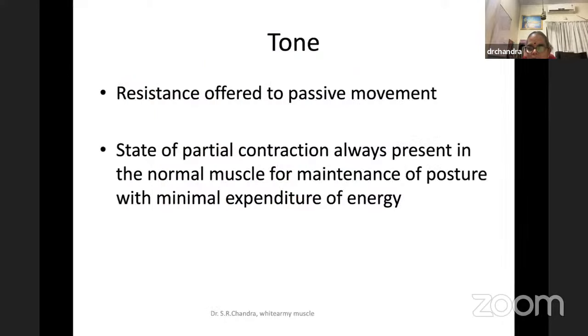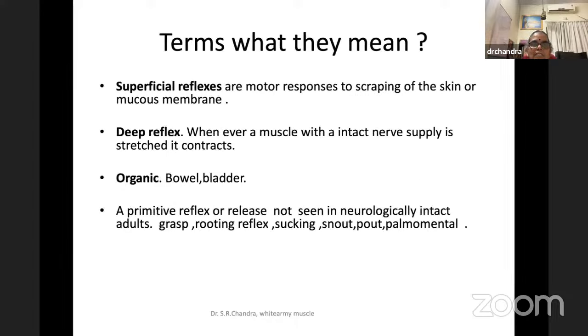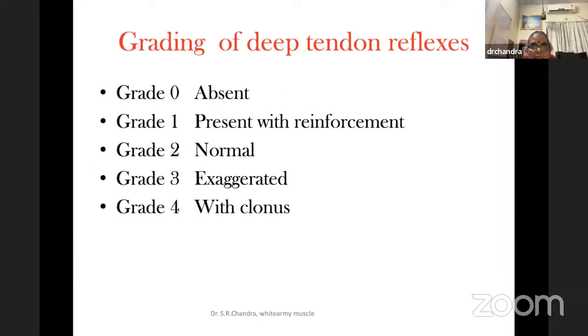So tone is a resistance offered to passive movement and is the state of partial contraction always present in the normal muscle for maintenance of posture with minimal expenditure of energy. And we have got various reflexes: superficial reflexes, or motor responses to scraping of the skin or mucous membrane. Deep reflexes, whenever a muscle with an intact nerve supply is stretched, it contracts. And organic reflexes, or bowel and bladder. So you have got holovisceral myopathies where bowel and bladder can be involved. And primitive reflexes, or release reflexes. Then grading of deep tendon reflexes is 0 to 4, absent to clonus.